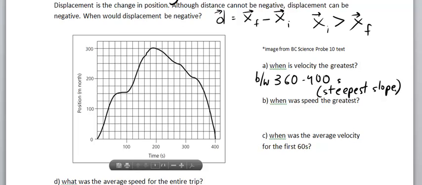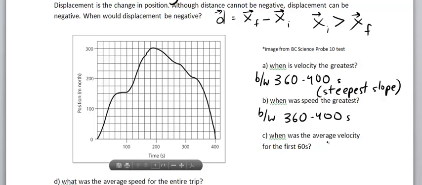When was the speed the greatest? Well, it would be the same, between 360 to 400 seconds, right at the end. Now it's traveling backwards here, back towards the origin, but it's traveling very quickly here. It's covering the most distance in the shortest amount of time. It might be a good idea just to pause the video here and take a minute to think about exactly what this object is doing.